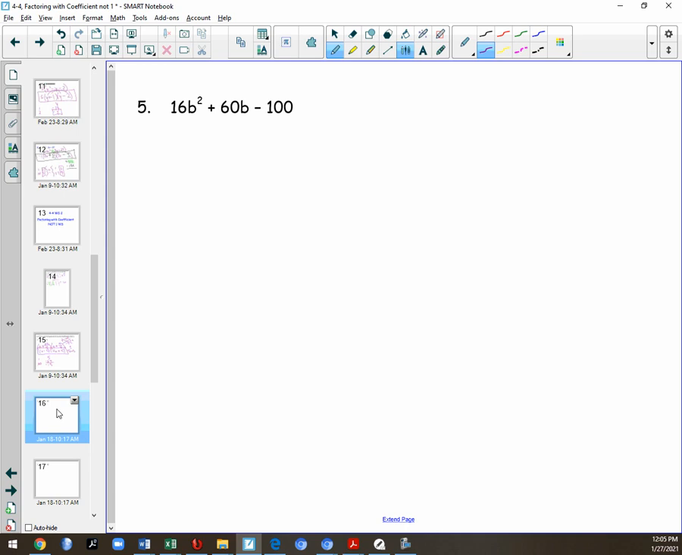Number 5, what we're going to do is look to see what's my smallest number up there. My smallest number up there is going to be 16. Factors of 16 are 1 and 16, 2 and 8, 4 and 4. Does 16 go into 60? No, it does not. Does 8 go into 60 and 100? No, it does not. Does 4 go into 60 and 100?